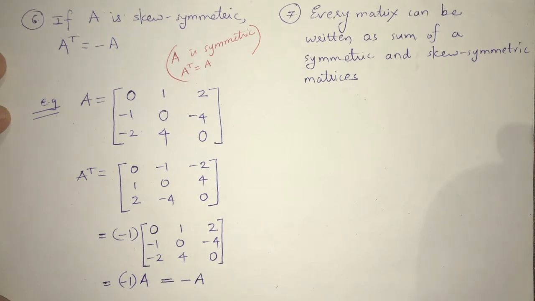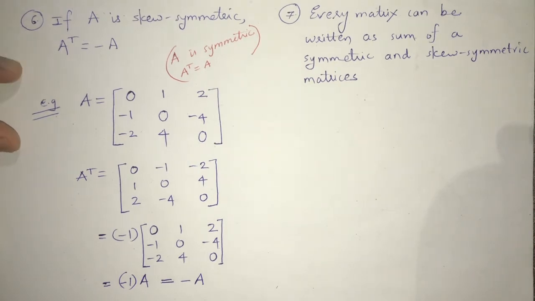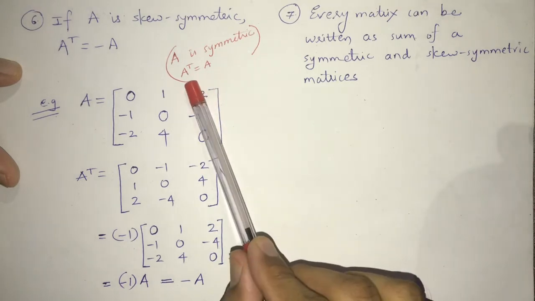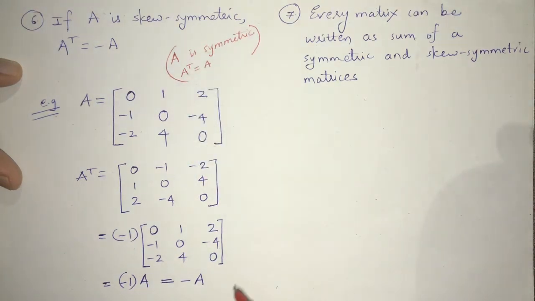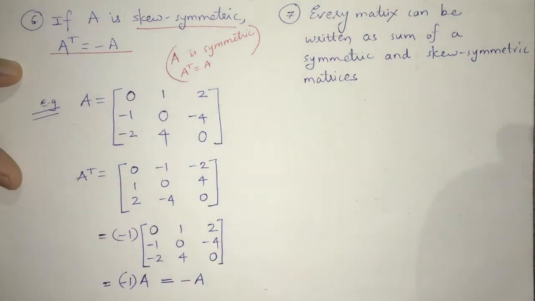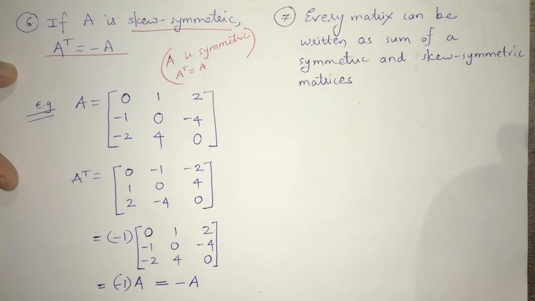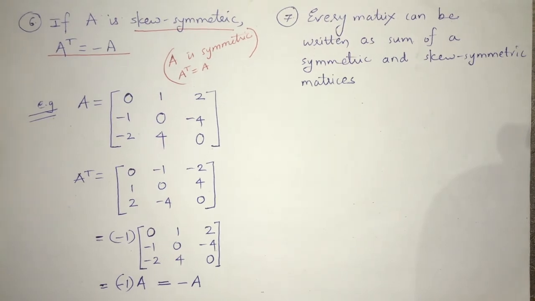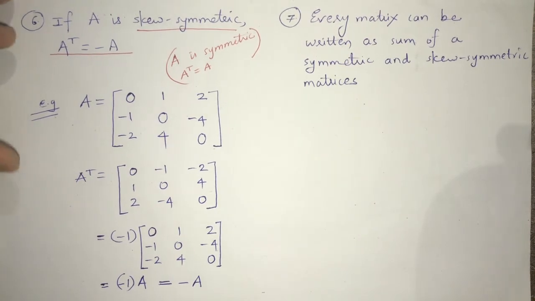A transpose is minus A. So if A is a skew symmetric matrix, A transpose is minus A. If A is symmetric, A transpose is A. If it is skew symmetric, A transpose is minus A. Okay. Now the next property, a very important one.